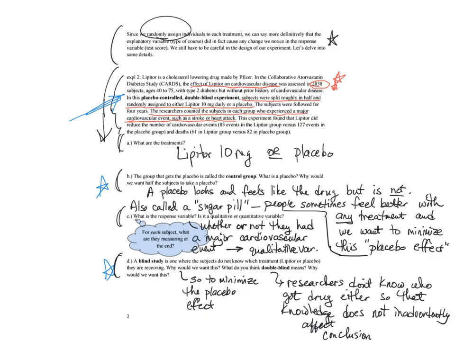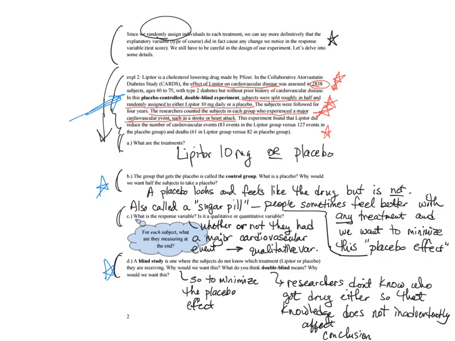So they tell us that the subjects were split roughly in half and randomly assigned either to Lipitor 10 milligrams or a placebo. The subjects were followed for 4 years, and then they counted the number of subjects in each group who experienced a major cardiovascular event, right? And then we got our conclusion that Lipitor did look like it reduced the number of those events and deaths.